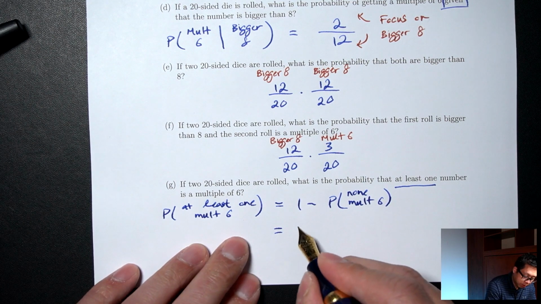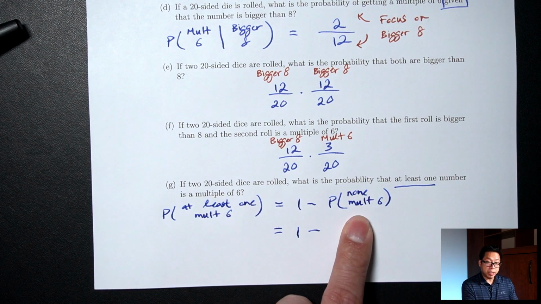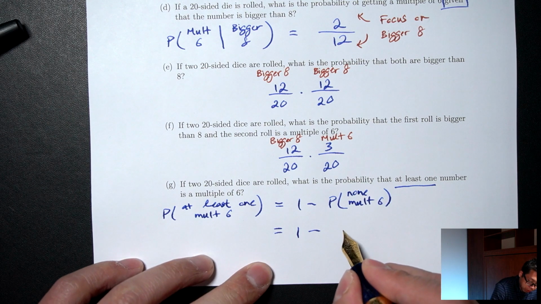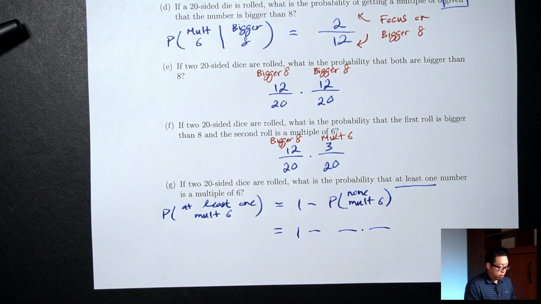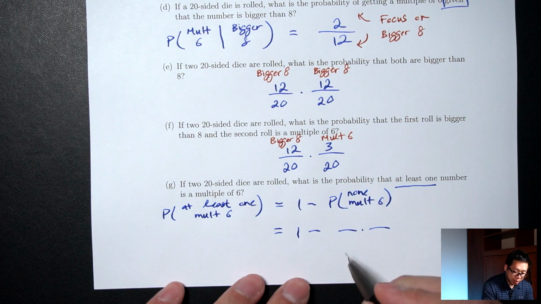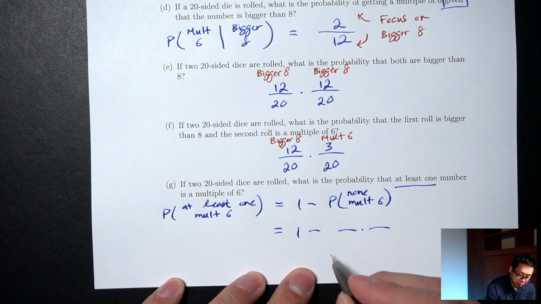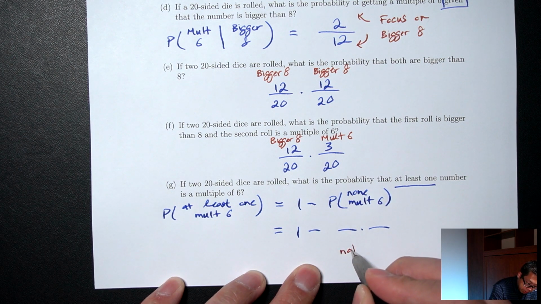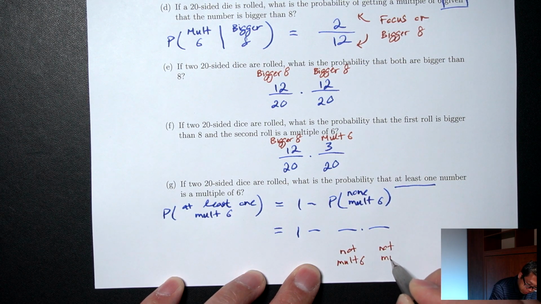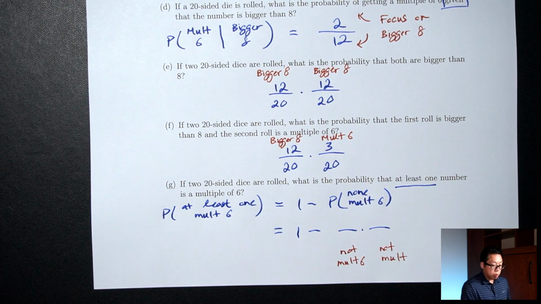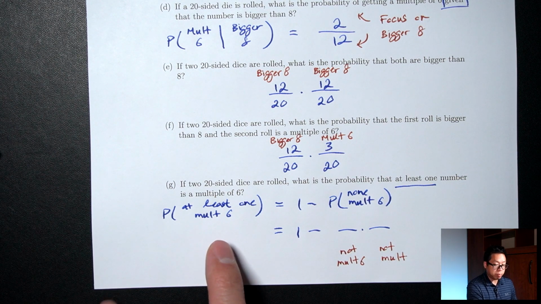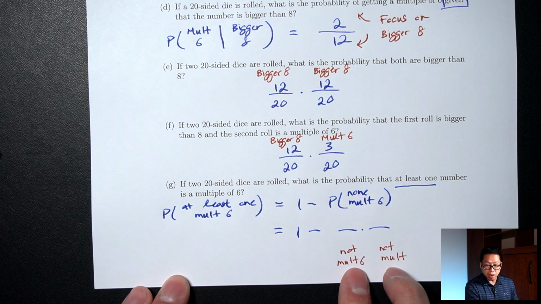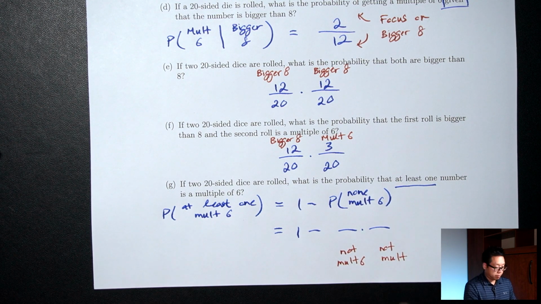Okay, 1 minus. How many fractions do I need? We're talking about 2 dice, 2 fractions. And then what does it mean for none of them to be multiple of 6? None of them multiple of 6 means I want not multiple of 6, not multiple of 6 for both of them. So even though we're looking for at least one multiple of 6, because we're getting the answer using the complement, for the fractions we want not. So not multiple of 6, not multiple of 6.